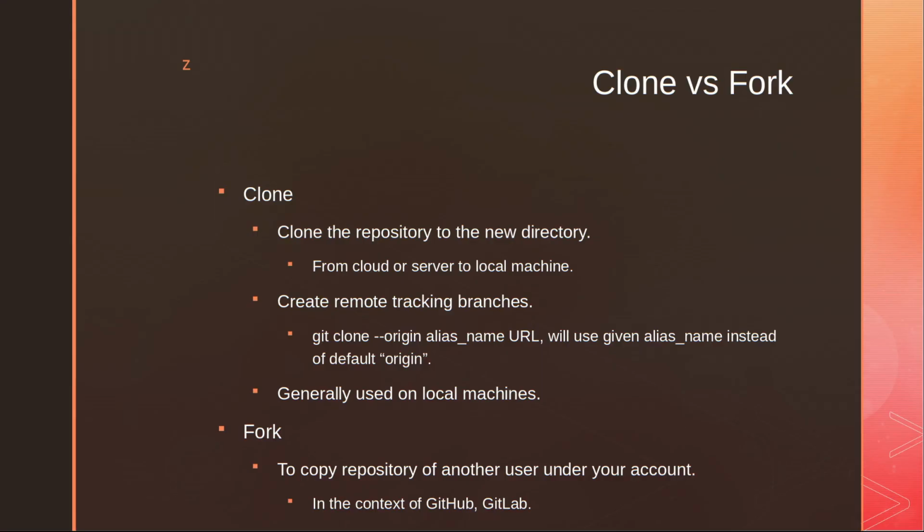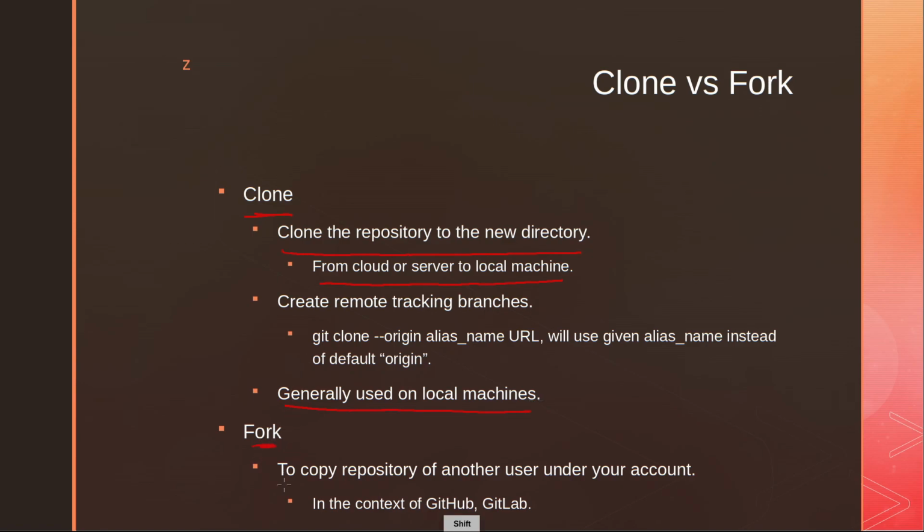Next, we have these two terms, clone versus fork. Clone and fork are more or less similar to each other. Clone is nothing but copying, or cloning, the central or upstream repository to your local machine. So it will be from the cloud or a self-hosted server to your local machine. And the git clone command is mostly used for cloning or copying the central or upstream repository onto your local machine.